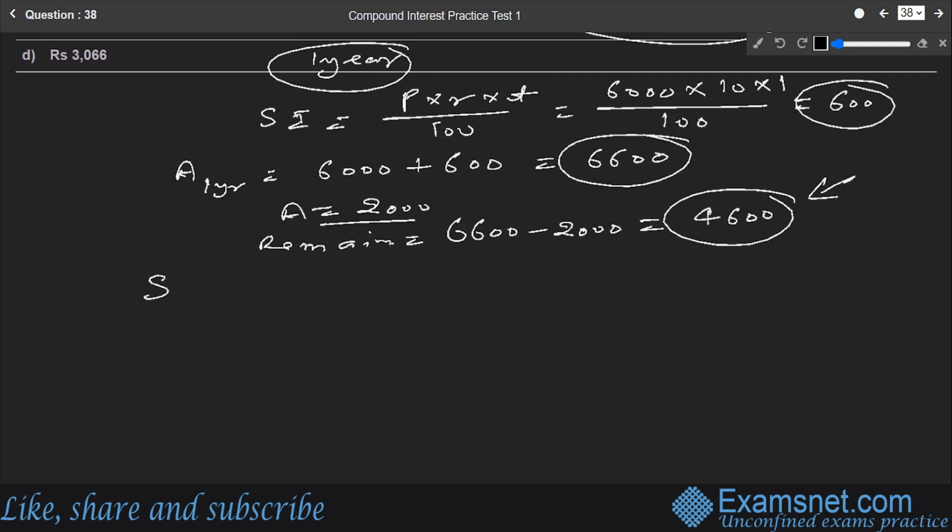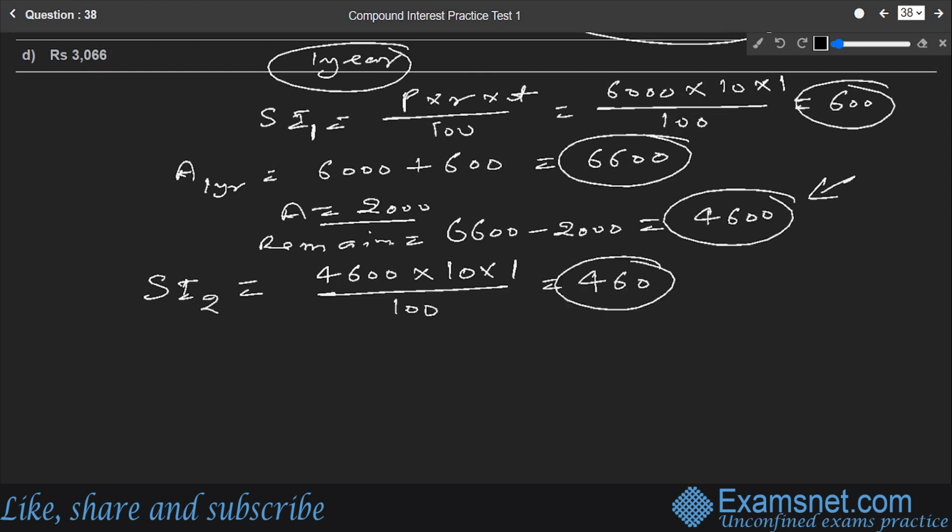Now for the second year, we're going to use the same formula. The principal value is now changed to 4,600 because he has paid 2,000 already, into the rate percent, which remains the same. We are again calculating for 1 year only, divided by 100. So it is calculated as 460 rupees. This is the interest that is to be added. So the amount after 2 years: the principal was 4,600 plus the interest earned, 460, which comes out to be rupees 5,060. This is the amount after the second year.